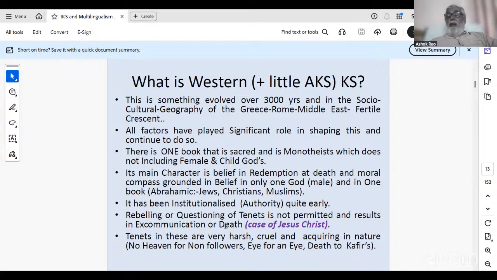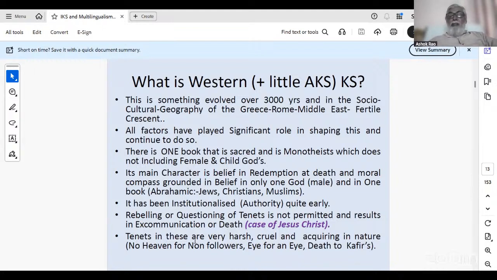This is exactly how Jesus was crucified. Because Jesus started questioning what was happening in the temple at Jerusalem. In fact, he made a classical statement. He said, the temple of Jerusalem is a den of thieves. So this is the reason why he was finally crucified. And because of his crucifixion, Christianity emerged, right?